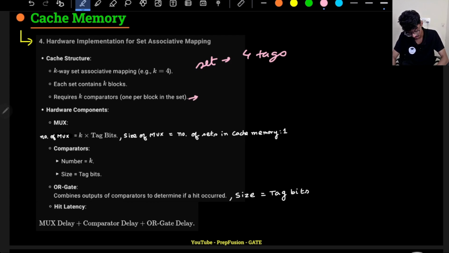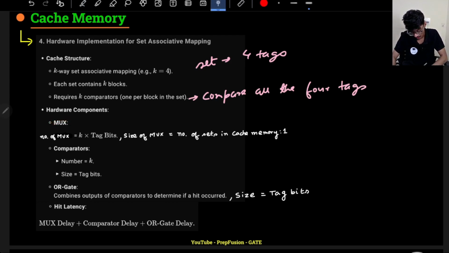Requires k comparators. Why k comparators? Because I will need four comparators, because I have to compare all the four tags with respect to the reference address given by the CPU. So compare all the four tags.